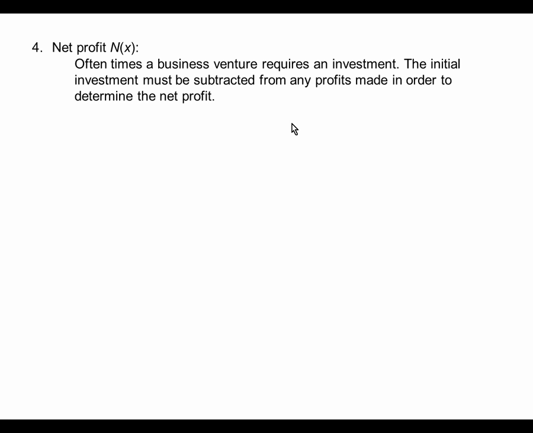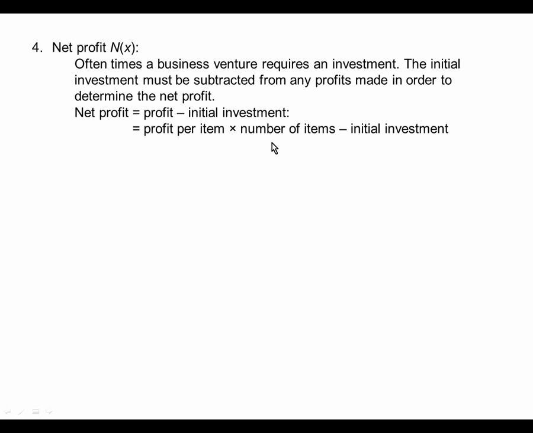Oftentimes a business venture requires an investment. Like, I need $10,000 to get my business going. The initial investment must be subtracted from any profits made in order to determine the net profit. So the net profit is equal to the profit minus the initial investment. Again, the profit is the profit per item times the number of items that you're actually selling and making, minus the initial investment.